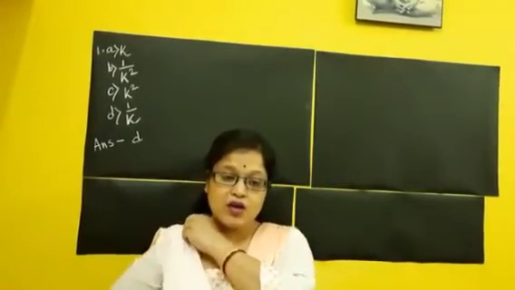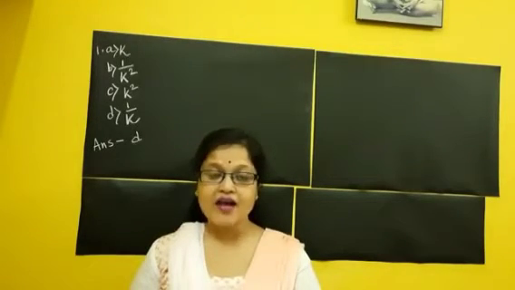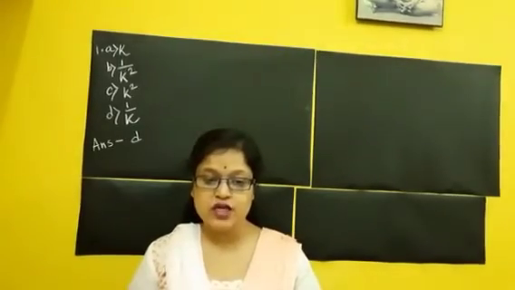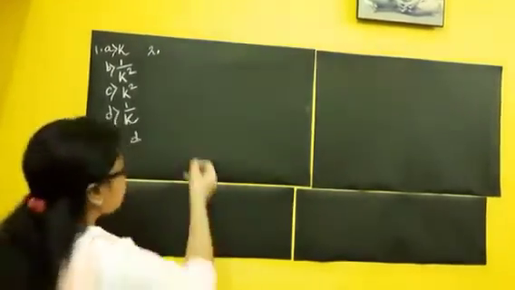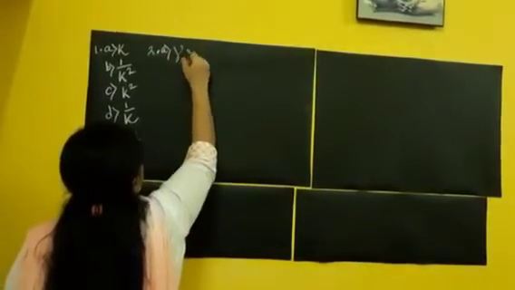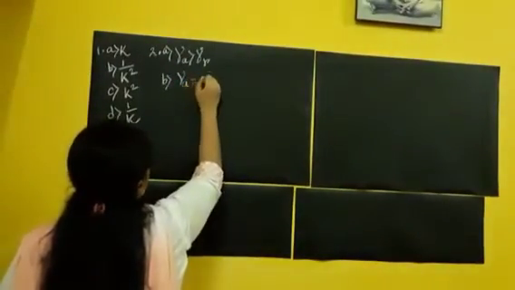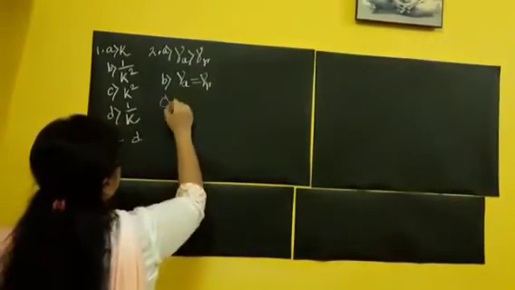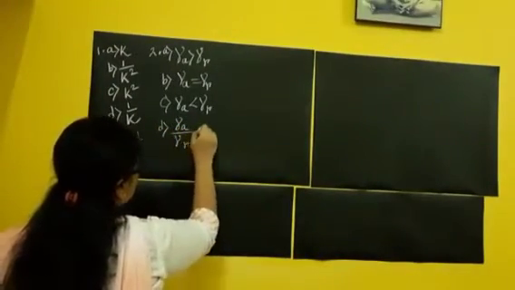The next question is the relation between the real expansion coefficient and the apparent expansion coefficient of a liquid. The real expansion coefficient is denoted by gamma R, and the apparent expansion coefficient is denoted by gamma A. The options given for question 2 are: option A, gamma A greater than gamma R; option B, gamma A equal to gamma R; option C, gamma A less than gamma R; and option D, gamma A by gamma R equal to constant.